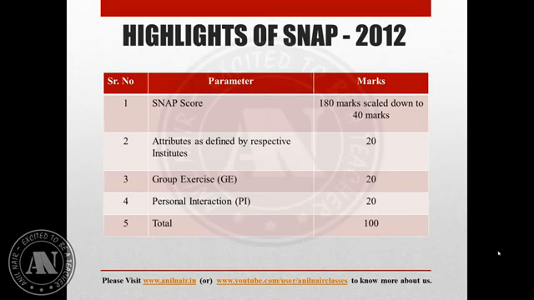On a denominator of 100, the evaluation will happen as defined in the slide. SNAP score weightage will be 40 marks; 180 marks will scale down to 40 marks. 20 marks are given to other 3 things: one is group exercise, another is personal interaction, and every institute will check for a few attributes, and that will be given 20.